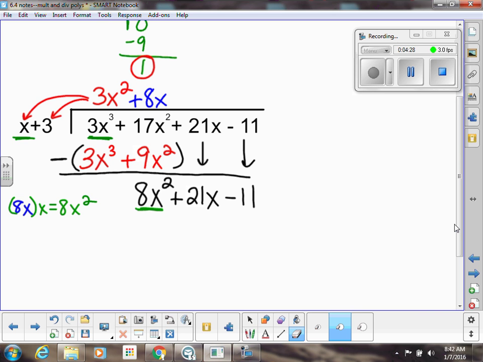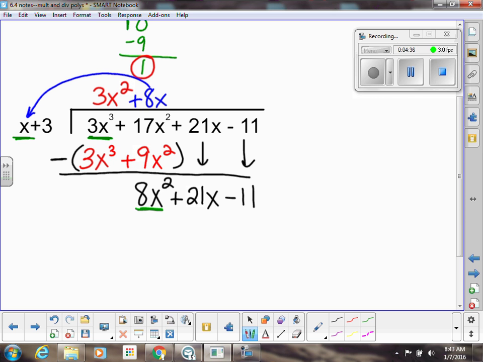And then I'm going to take my 8x, and I'm going to multiply it by my x and by my 3. So I'm going to do 8x times x is 8x squared, which we knew. And then 8x times 3, that would give me 24x, a positive 24x. So now that I've multiplied, I'm going to subtract that.